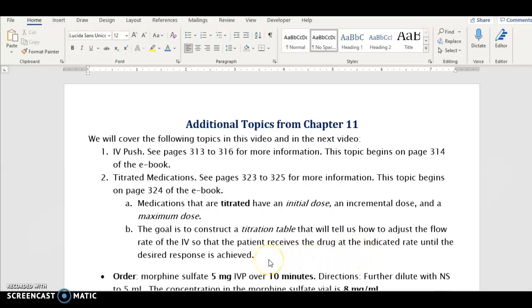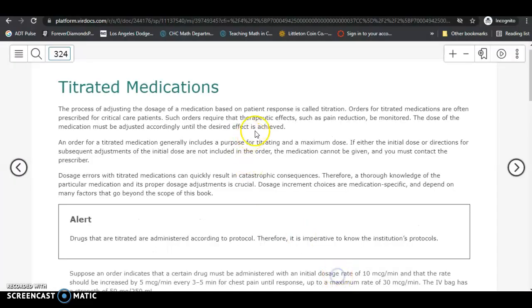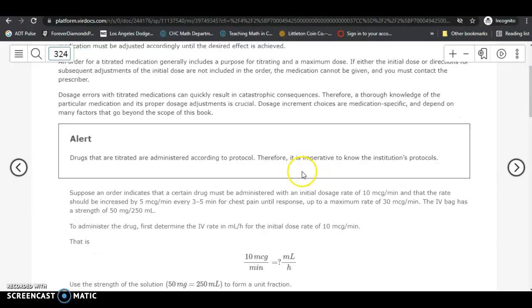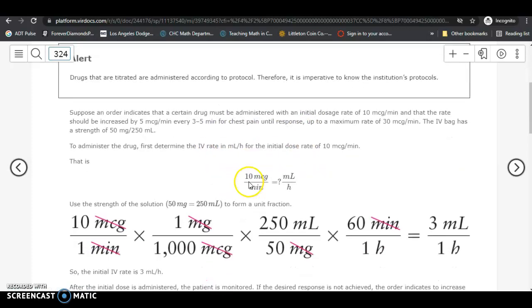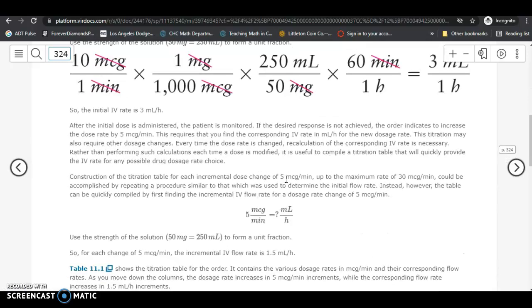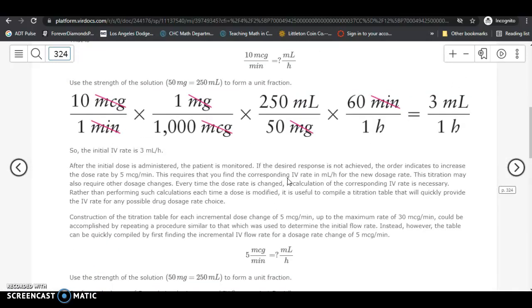desired response is achieved. The desired response depends on the medication being given to the patient and the patient's condition. So for example, a desired response might be a reduction in the patient's pain, or in the case of a pregnancy, the desired response might be to induce labor. I encourage you to read the information in the book about titrated medications, and they do an example of how to construct a titration table. I encourage you to view that information.